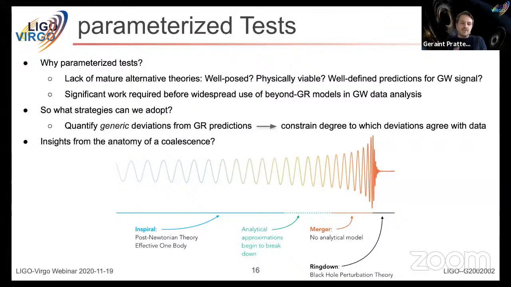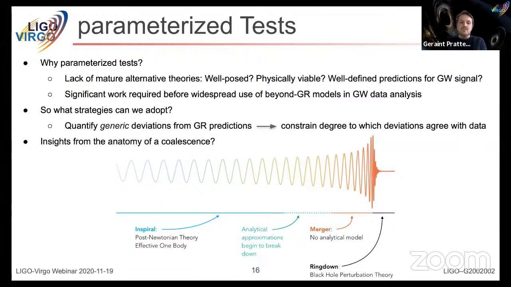So if we start off from the first on the left-hand side in blue, we have what's called the inspiral. So this is when the two objects are sufficiently far apart, they're orbiting each other and emitting gravitational radiation. Now here we say that they're moving slowly, so the velocities are well below the speed of light. And this means that analytical approximations, such as post-Newtonian theory, are applicable. This is a perturbative expansion of the Einstein field equations, in powers of the velocity over the speed of light. Now, as the binary inspirals, the velocities can become comparable to the speed of light, and this means that this perturbative expansion breaks down.